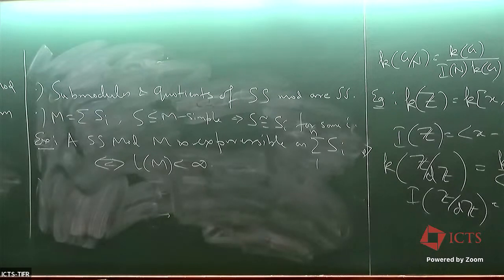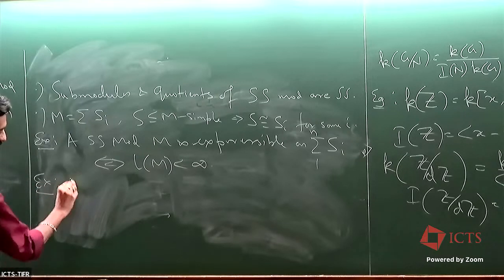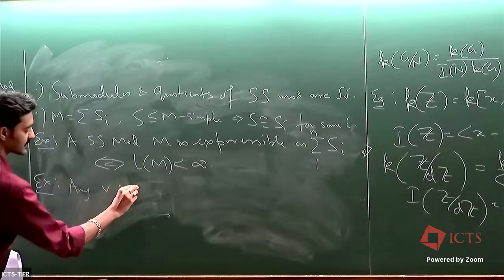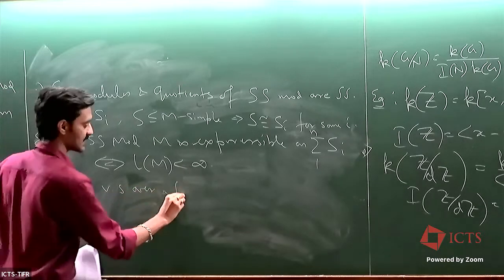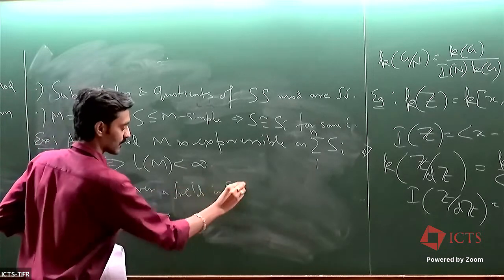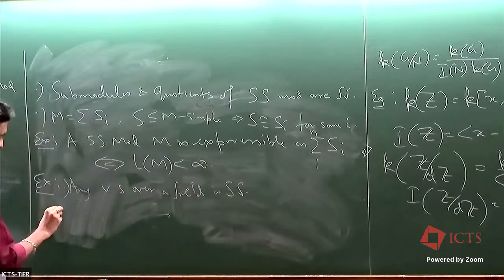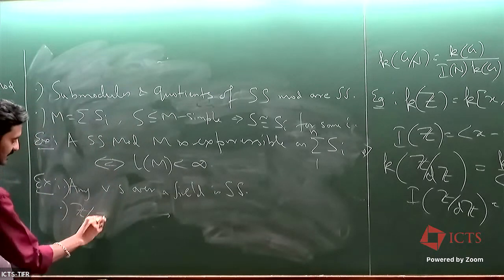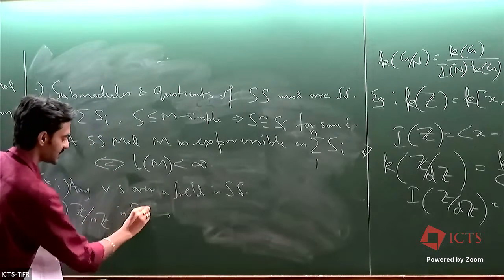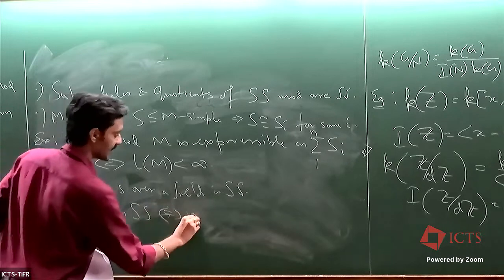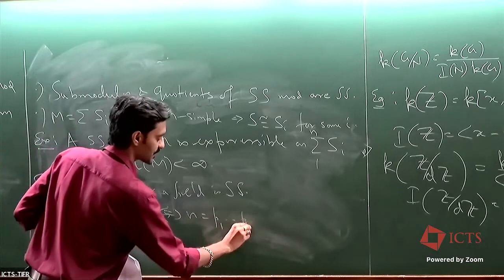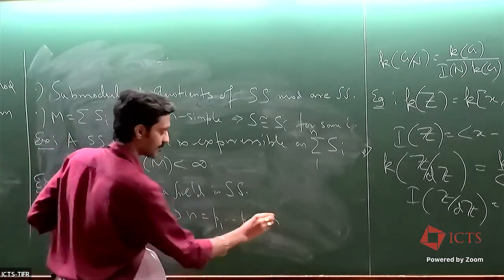Okay. So as examples of semi-simple modules, trivial examples, number 1, any vector space over a field is semi-simple. Number 2, if you consider Z mod NZ, the cyclic group, this is semi-simple if and only if N is a product of distinct primes with multiplicity 1.